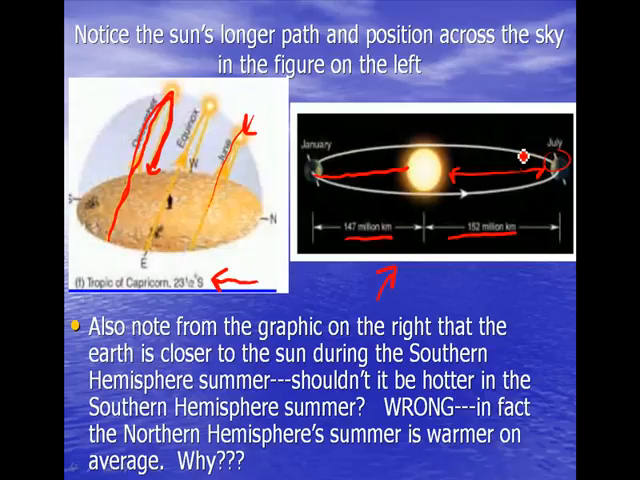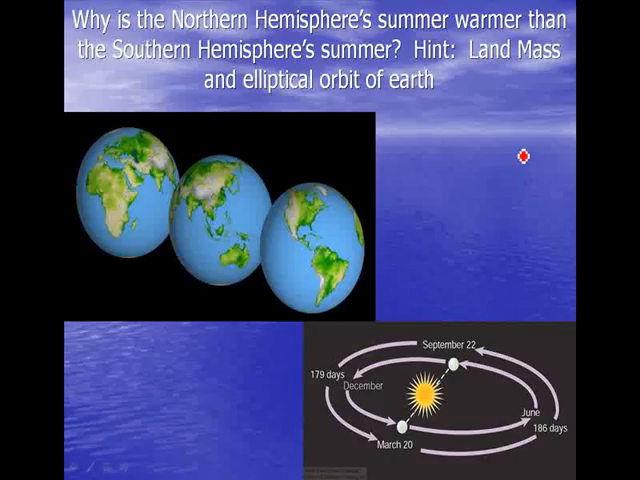In fact, the northern hemisphere summer is warmer on average. So we need to ask ourselves why. Now, you've been given enough information over the last couple of lectures to kind of figure this out. It probably has something to do with energy partitioning. So let's look at this particular slide here.